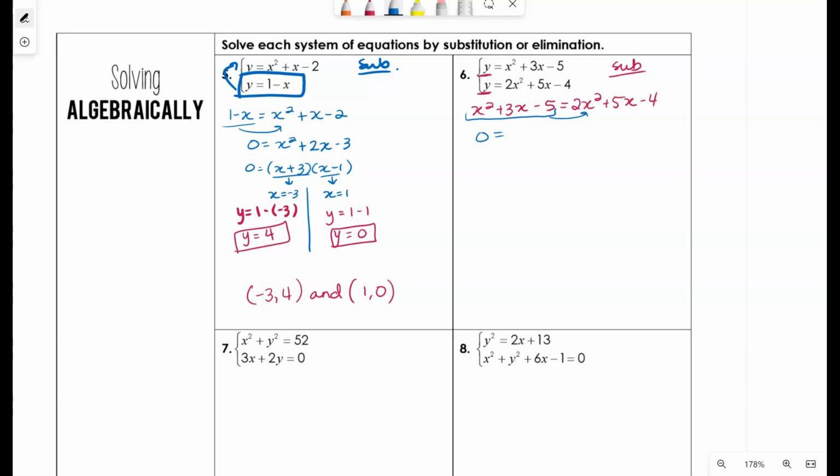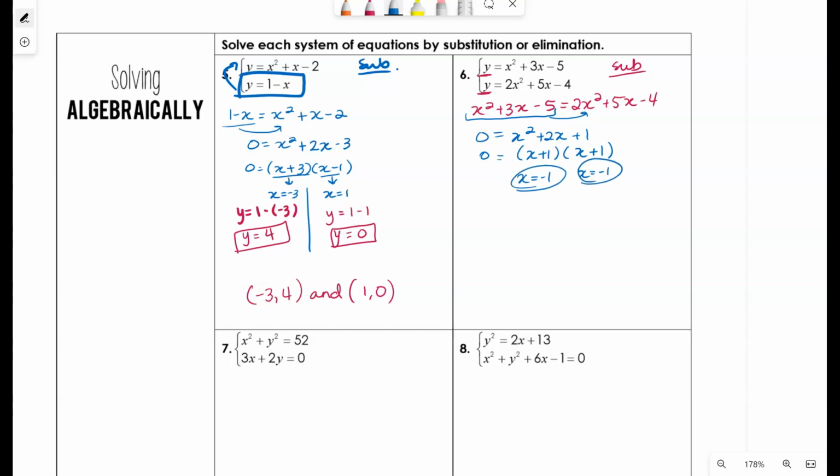So let's move this entire expression over and combine some like terms. So I'll have 0 equals, 2x squared minus x squared gives me x squared. Then I have 5x minus 3x, which gives me a plus 2x, and then I have negative 4 plus 5, which gives me a plus 1. Let's factor this, so I end up with 0 equals (x plus 1)(x plus 1). So this tells me that x equals negative 1 and x equals negative 1.